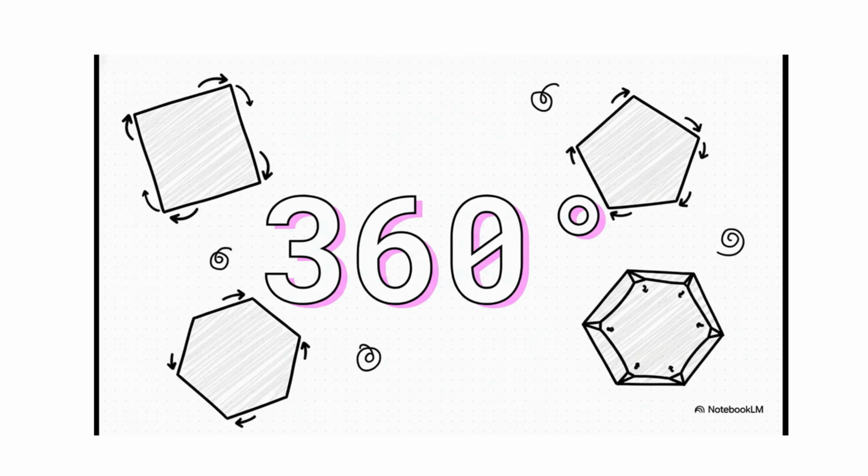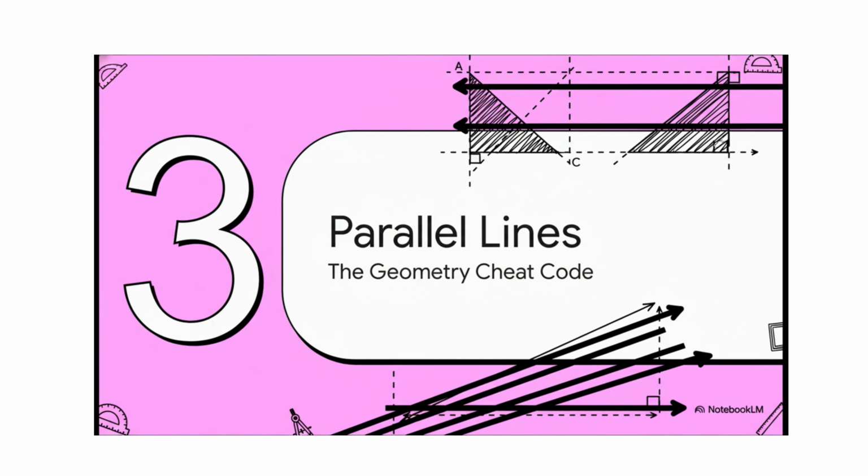For a square, a pentagon, a dodecagon, it literally does not matter. It's always 360, always. Okay, let's add the next major tool to our kit. And this one is like a powerful cheat code for solving all kinds of geometry puzzles, especially ones that have parallel lines, which are just lines that point in the exact same direction and will never, ever cross.